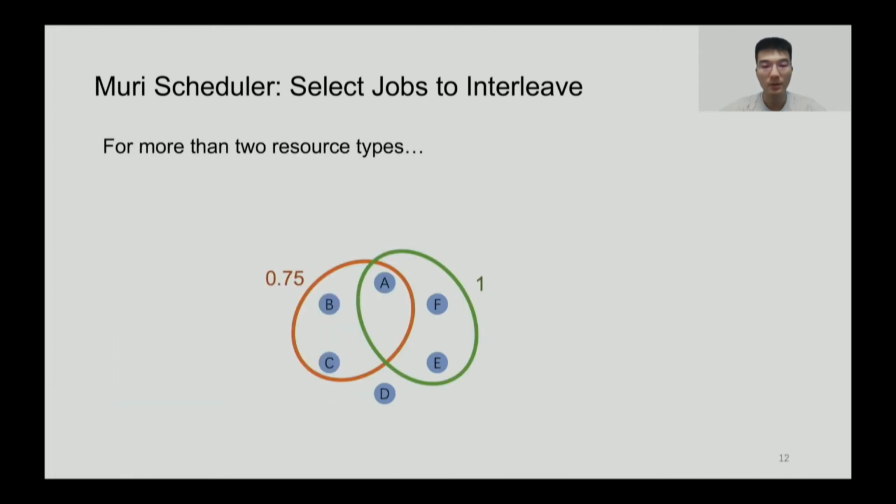However, the problem becomes complicated when there are more than 2 resource types. With k resource types, we need to consider matching k jobs on a k-dimensional hypergraph, where each hyperedge represents grouping k jobs. Finding the optimal grouping plan is transformed to maximum weighted k-uniform hypergraph matching in graph theory. And this problem is NP-hard.